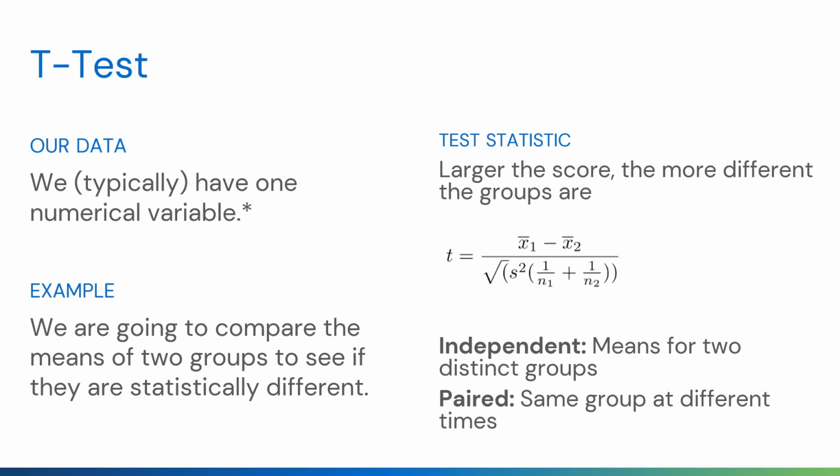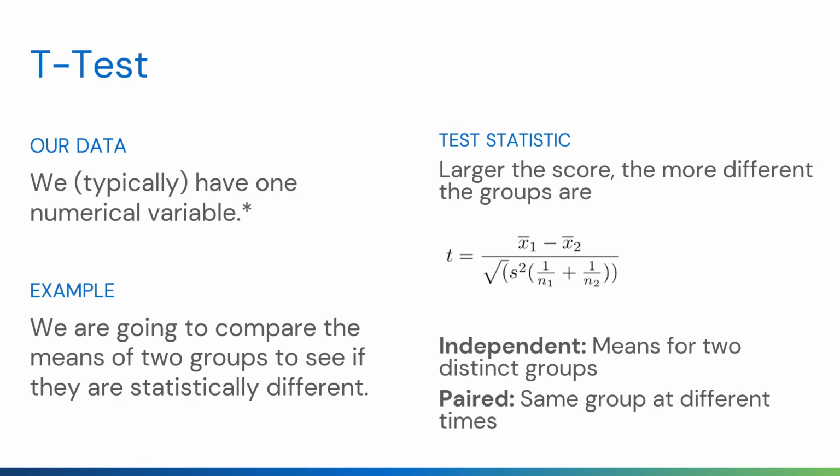There are actually three different versions of this test statistic, but the two that I calculate most often in health promotion work are independent t-tests and paired t-tests. So in the independent t-tests, I'm looking at means for two distinct groups. So for example, treatment versus control in a randomized or quasi-experimental designed study. And the paired t-test to look at the same group at different time points.